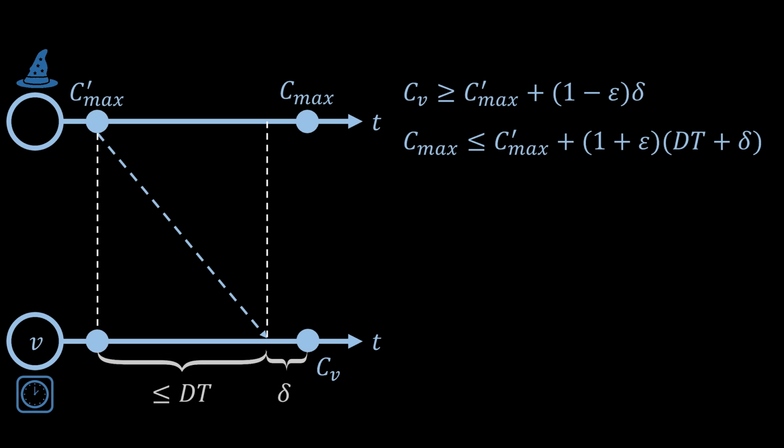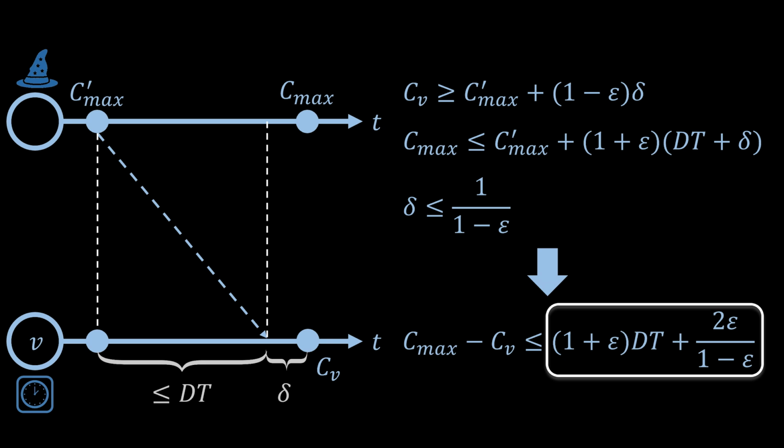How large can delta be? Delta is at most 1 divided by 1 minus epsilon, as otherwise there must be a larger clock value than Cmax prime that arrives at node V at the latest at the time when its clock value reaches Cv. When combining these inequalities, we get that the clock skew cannot be more than 1 plus epsilon times dt plus some term that only depends on epsilon.